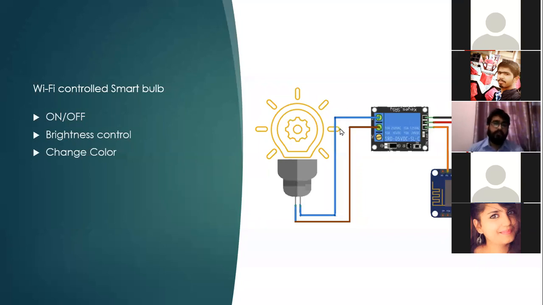You need to connect one wire to the source of the power, and so you can simply build your own smart bulb at your home with the help of just two devices. One is a NodeMCU, which is a controller over here, and another is an electromagnetic switch, which is a relay, right? It is really very simple.